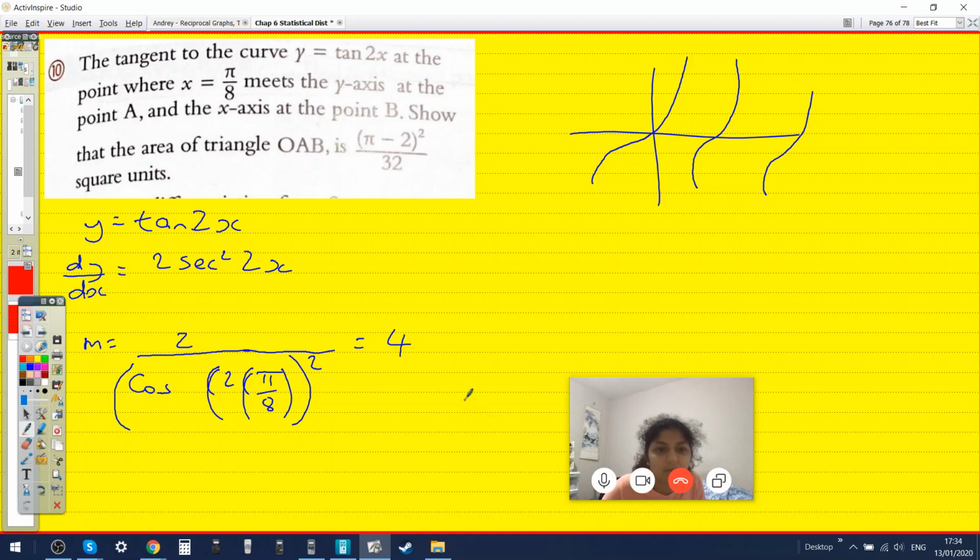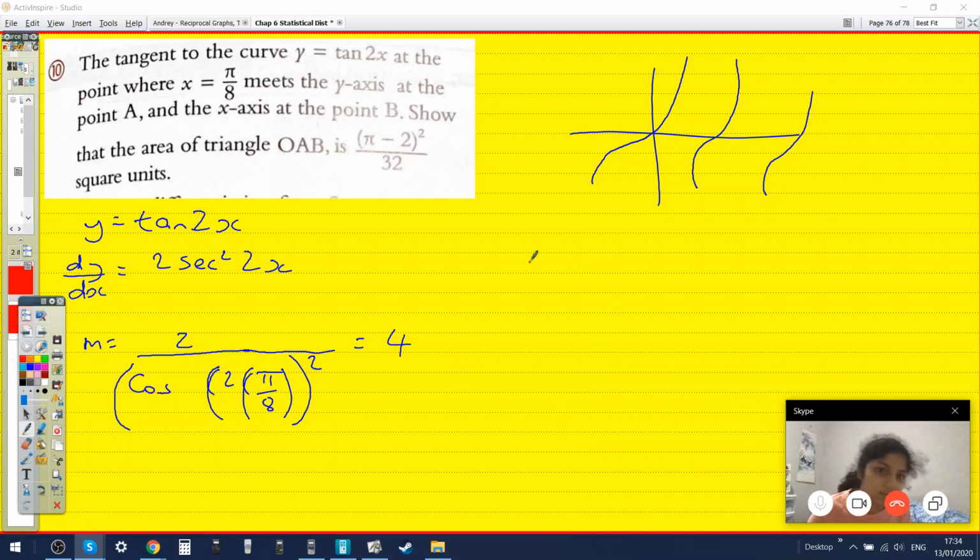So then you know what the gradient is. So then you have to find the y coordinate for x equals pi over 8. So you just do tan 2 times pi over 8, which is 1. So since you know it's 1, then you can substitute y as 1 and x as pi over 8 to find c.